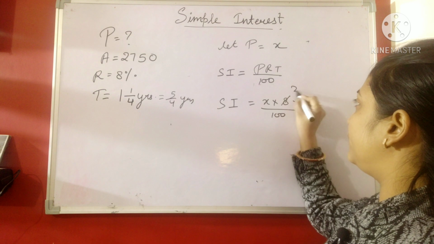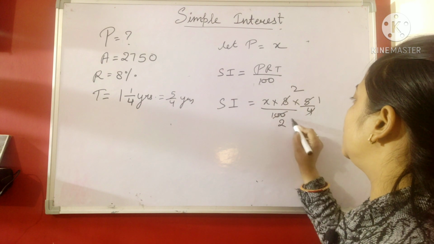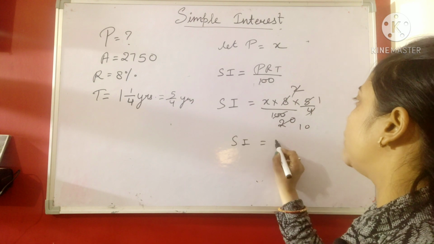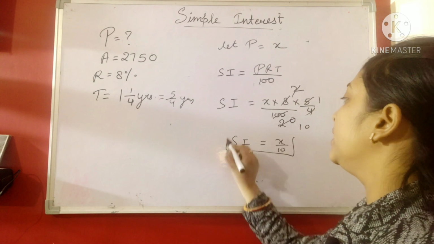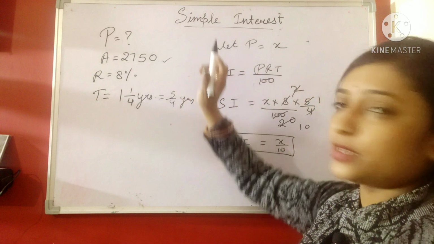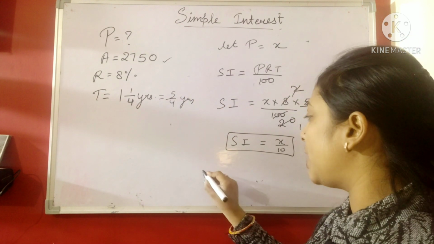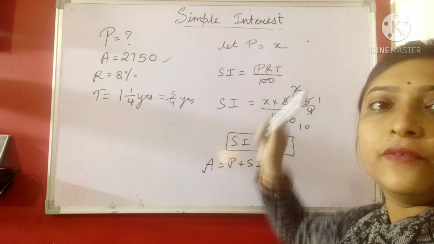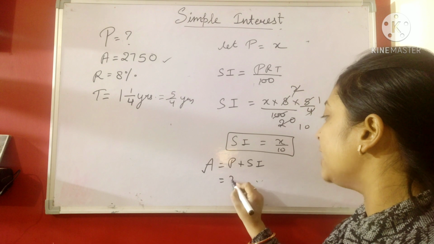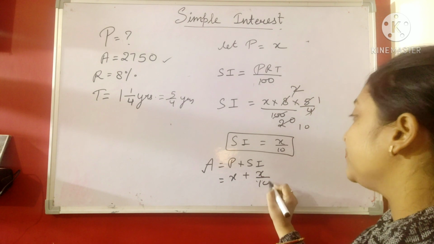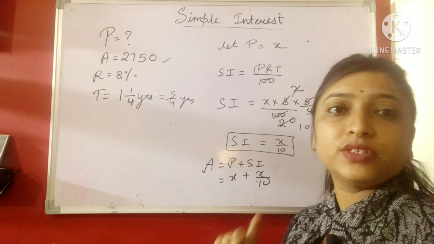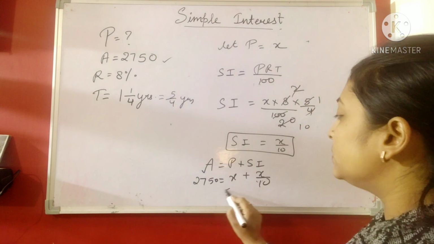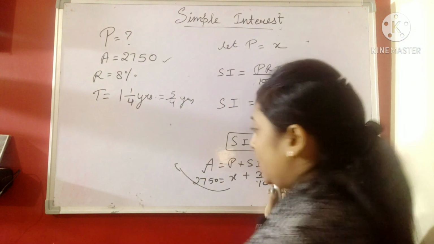Now we have to simplify. 5 ones are 5, 2 fours are 8, and so on, giving 10. So simple interest will be X by 10. Now amount is given. Let us apply the formula of amount, which is principal plus simple interest. Principal we have assumed to be X. X plus X by 10. Amount is given to us, that is 2750. Now we simply have to solve for x.